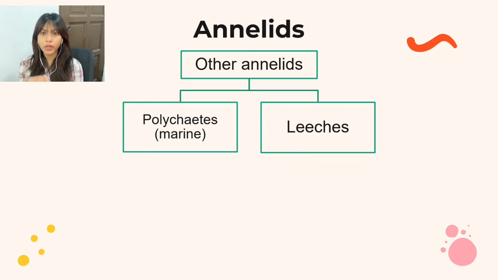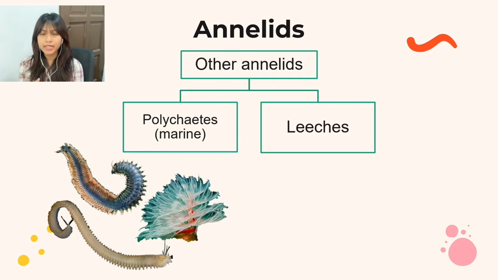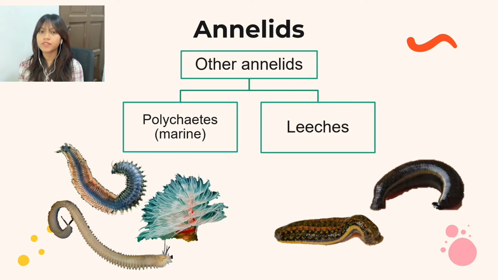Other annelids are polychaetes and leeches. Polychaetes are marine creatures that live majorly in the ocean. They prey on smaller animals by capturing them with their strong jaw. On the other side, leeches normally live in freshwater habitats and can grow up to 20 centimeters in size. Their body has transverse grooves instead of setae.